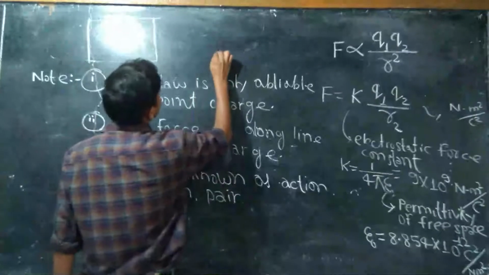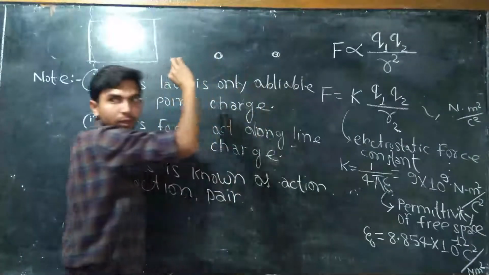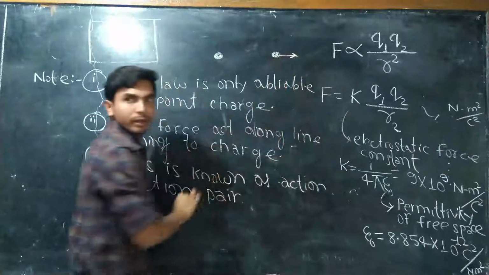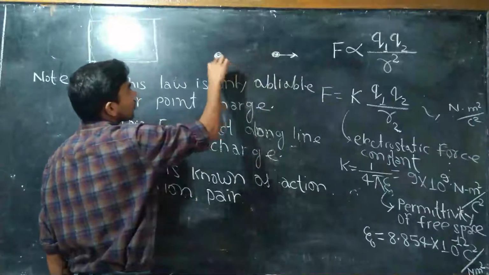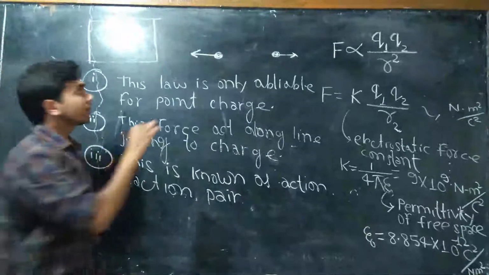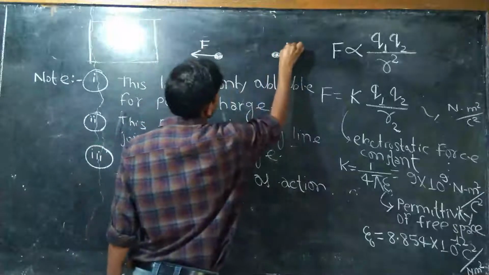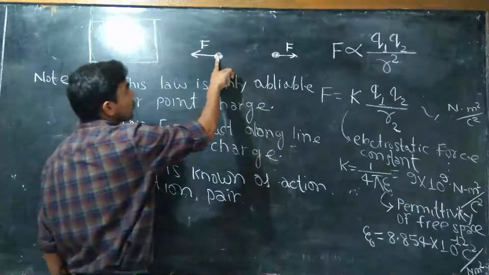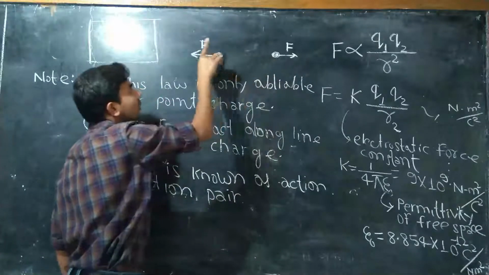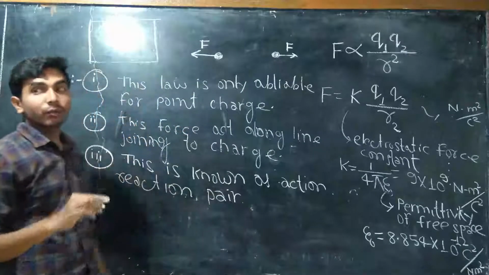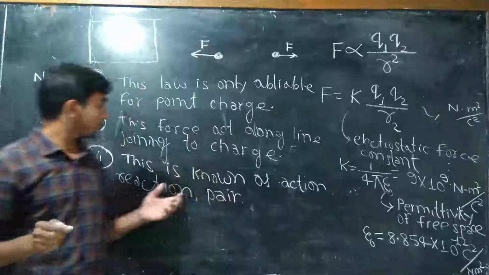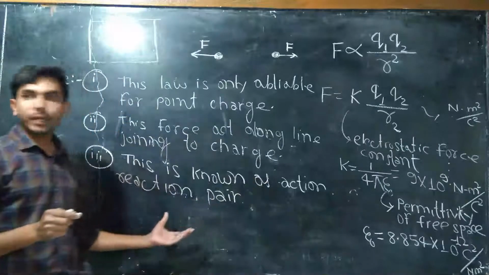Suppose these are the two charges. This charge is applying force on this one in this direction, and this charge is also applying force in this direction, and both forces are F. So you can see both are applying equal and opposite force on each other. This type of force is known as action reaction pair.